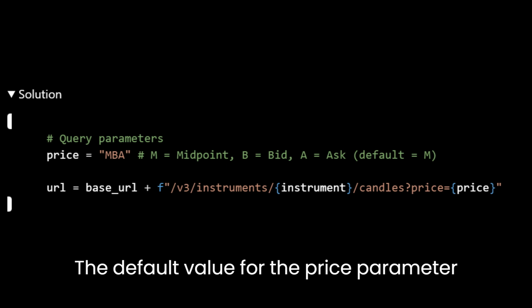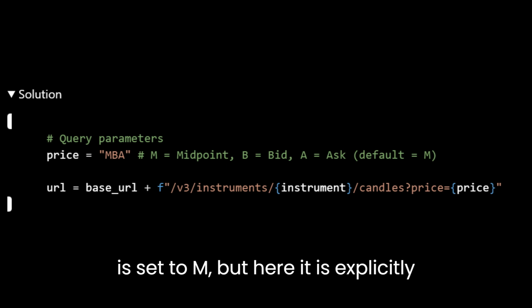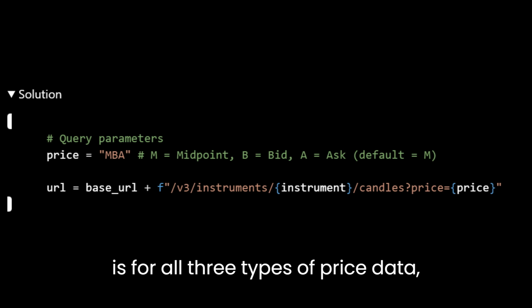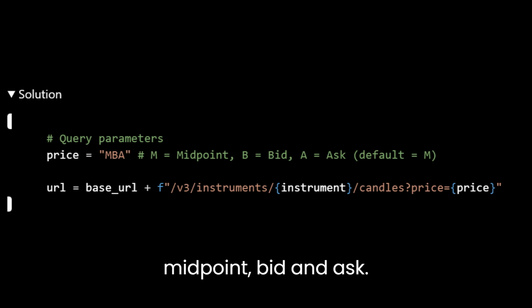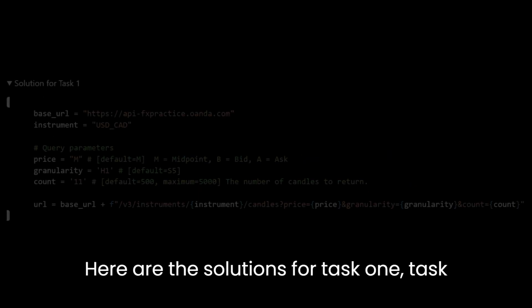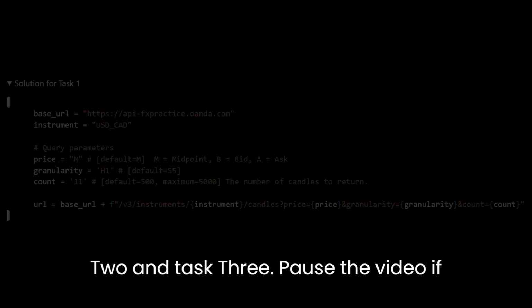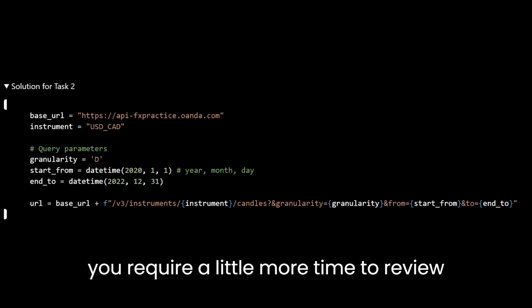The default value for the price parameter is set to M, but here it is explicitly set to MBA, indicating that the request is for all three types of price data: midpoint, bid, and ask. Here are the solutions for Task 1, Task 2, and Task 3. Pause the video if you require a little more time to review them.